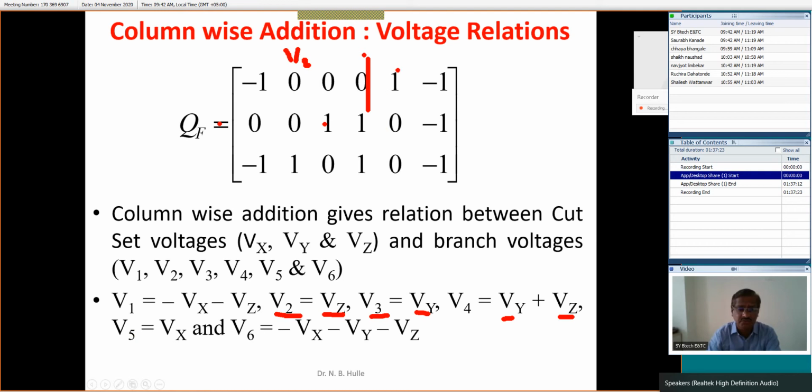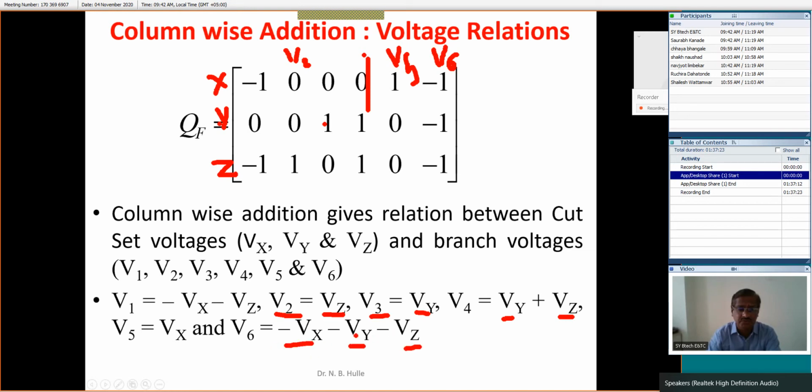And V5 is same as Vx. This is the voltage for branch number 5. V5 is very same as Vx because only X is present here. This is cassette number 1, this is cassette number 2, cassette number 3. Its potentials are Vx, Vy, Vz, and finally for branch number 6, that is V6. This V6 is nothing but minus Vx, minus Vy, and minus Vz.